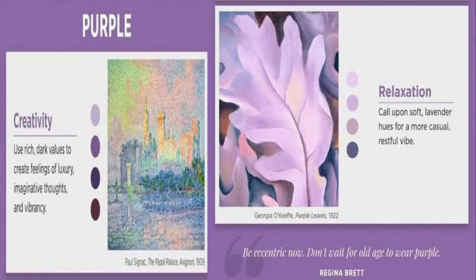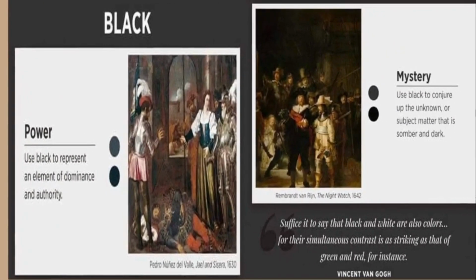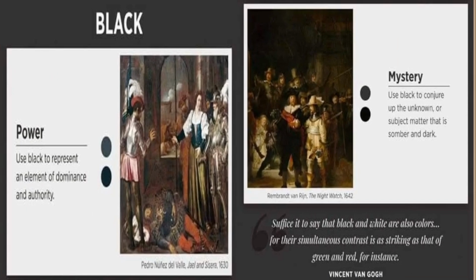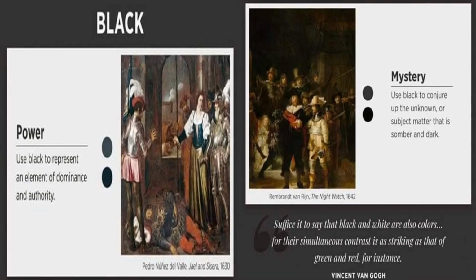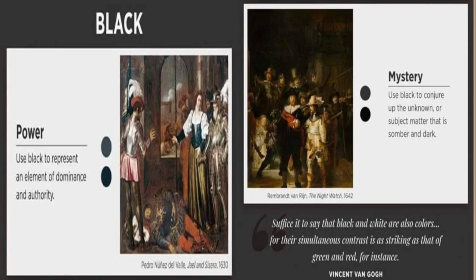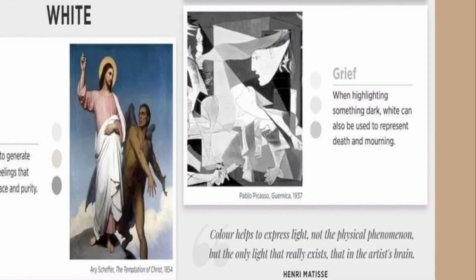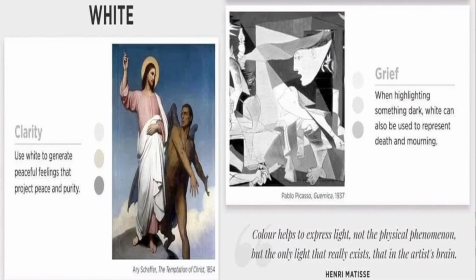Georgia O'Keeffe, Purple Leaves. Black: power, elegance, death, mystery, rebellion. Example, Pedro Nunes del Valle, Jail in Sisera; Rembrandt van Rijn, The Night Watch. White: purity, innocence, peace, simplicity. Example, Ary Scheffer, The Temptation of Christ; Pablo Picasso, Guernica.